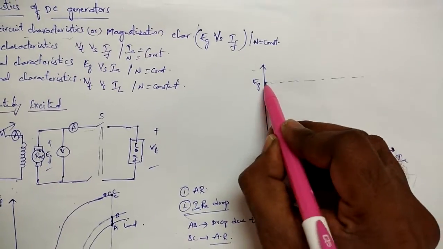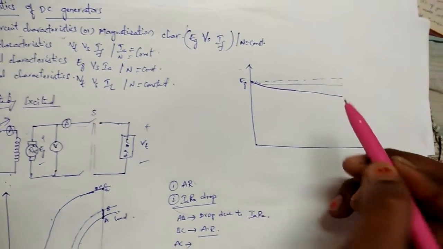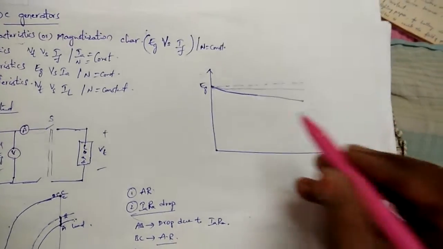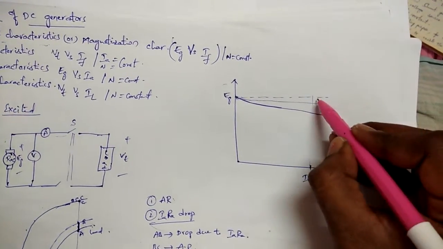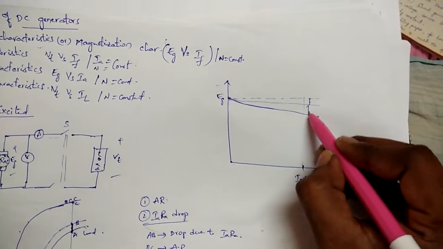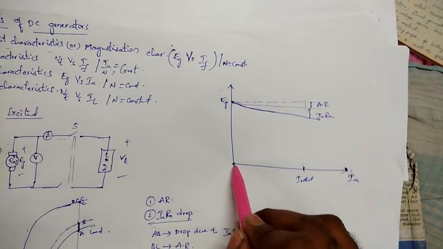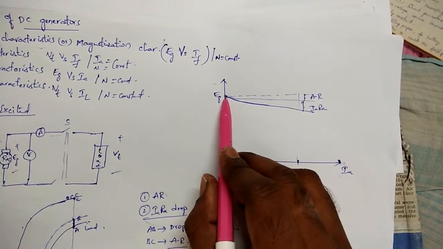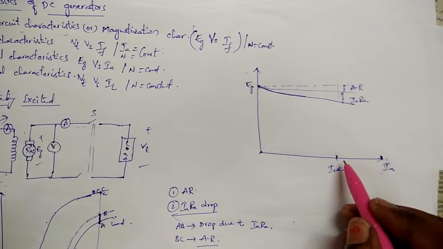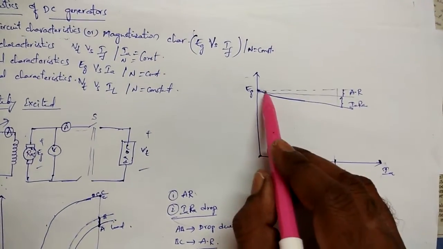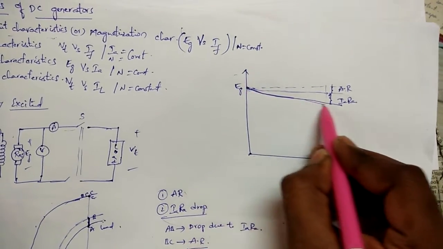Similarly, the curve will be like this. Understand? So again, at rated current, Ia rated, this is the drop due to armature reaction, and this is the drop due to IaRa. Understand? Initially at zero current, that means no load, the voltage is Eg. If you increase Ia, armature reaction and the armature drop will come into picture, so the voltage will decrease. This decrease is due to armature reaction, and this decrease is due to IaRa drop. So the total will be like this.